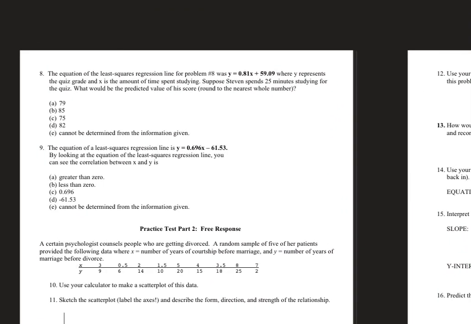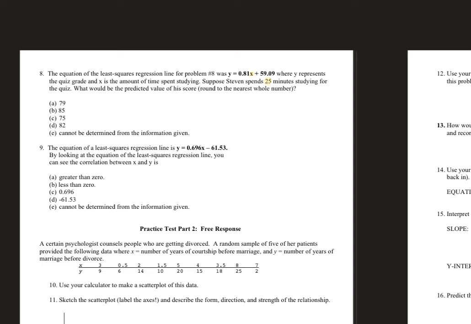Okay, number 8. It gives us the equation for the regression line for the previous problem. That's a typo, that should say number 7. And then it says, suppose Stephen spends 25 minutes studying. So they're giving us x. We're going to plug that in for x to get the predicted value of the score.